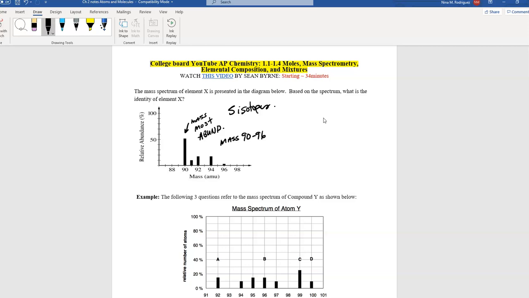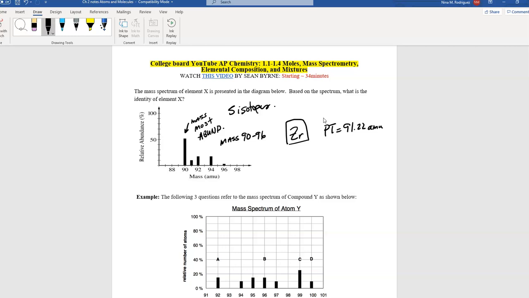So if you look on here, yttrium looks pretty good. But if you look at one more element, zirconium has a mass of 91. So if I had to guess, using the periodic table, I'd say this element is probably zirconium. And according to the periodic table, 91.22 is the mass on the periodic table.